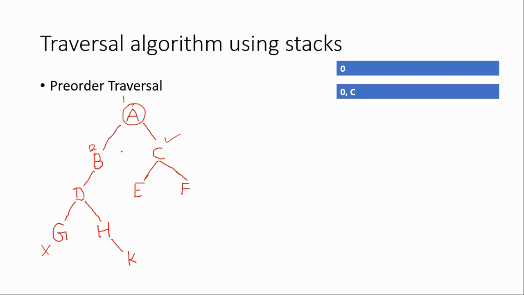After processing B, it checks for the right child. Does B have a right child? No, it does not. Then it comes to the left child. Yes, there is a left child, so it processes the D node. Now when D is processed, it finds that there is a right child here. The right child is H, so immediately H will be loaded onto the stack.